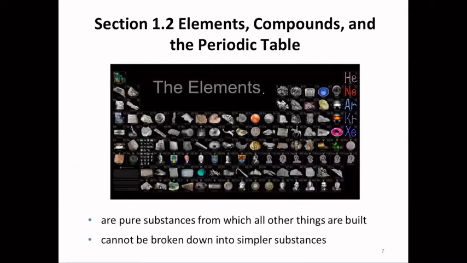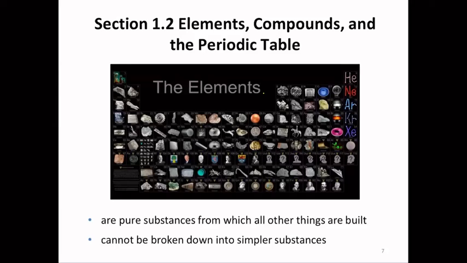So then in our textbook, there is a discussion about elements, compounds, and the periodic table. I know that so far we have talked about matter. We have mentioned that those elements live in the periodic table, but let me introduce to you specifically what the periodic table actually looks like and what kind of information we can get from it.